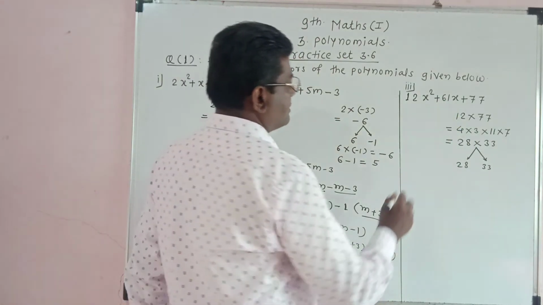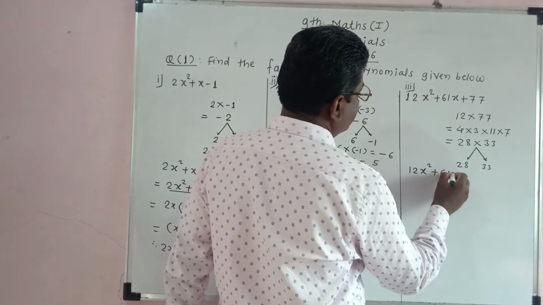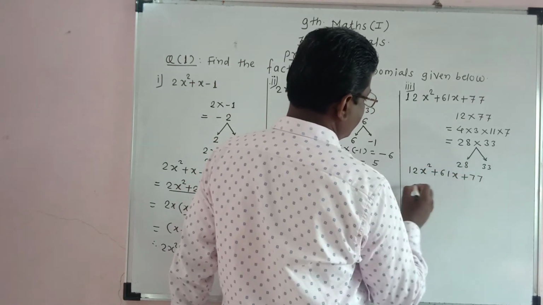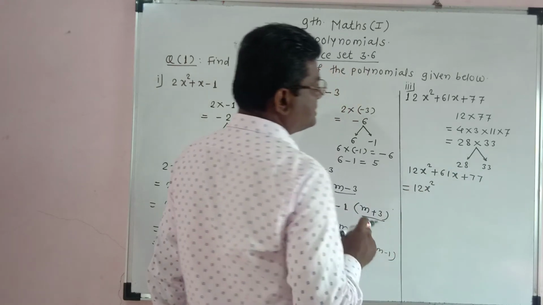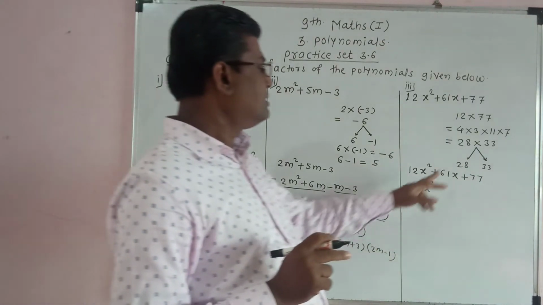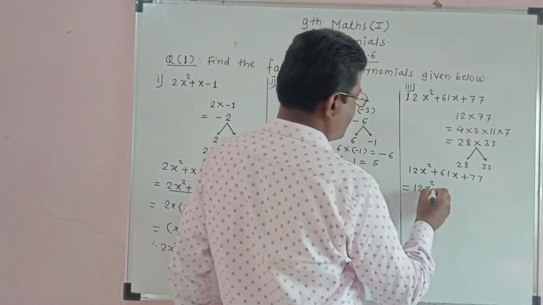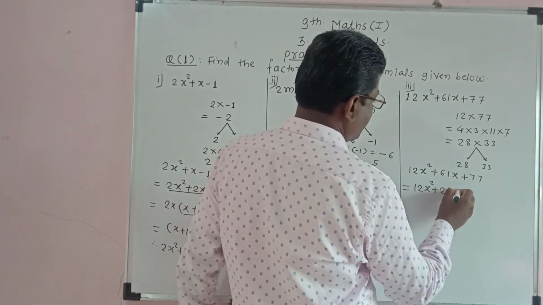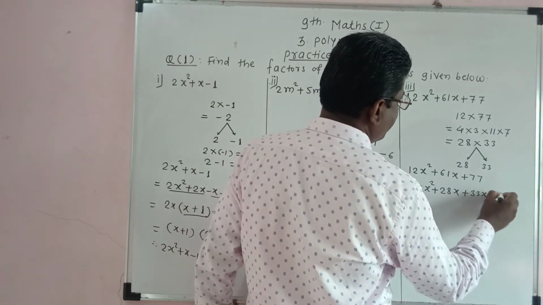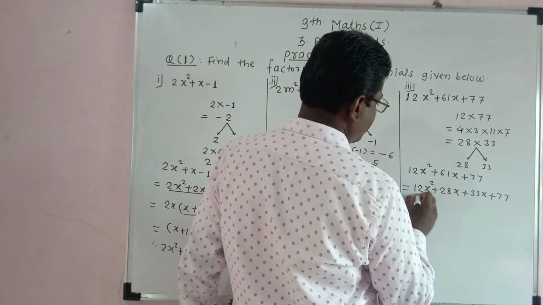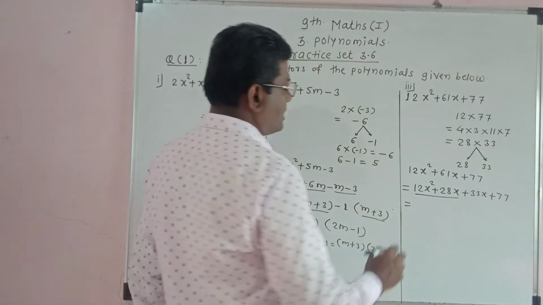So we now solve this example. 12x² + 61x + 77. Now split up this 61x as 28x + 33x. So we write here 12x² + 28x + 33x + 77 is equal to, from these two terms we can take 4x common.